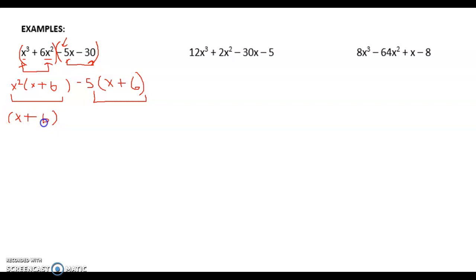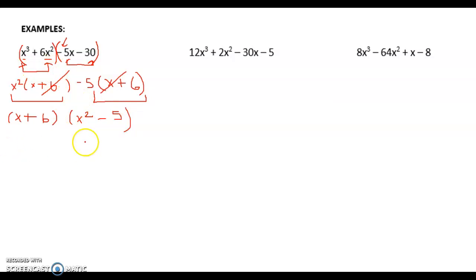And when I take out a GCF, these two go away, because I pulled that out of those terms. And so I'm just left with x squared and a minus 5.